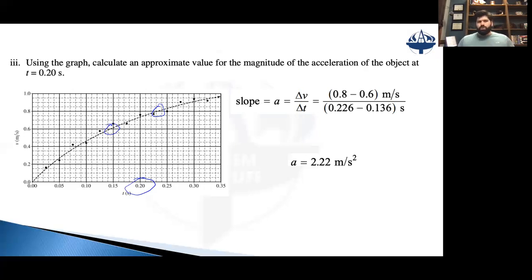Now, if you were doing this because you're finding points on a graph, if you don't have exactly 0.226, that's okay. You need to have something around that ballpark in order to get the full credit on this problem.